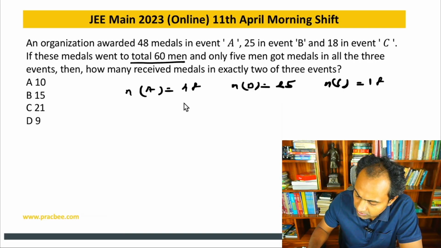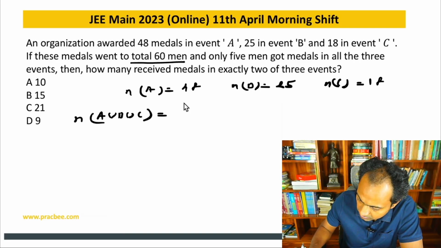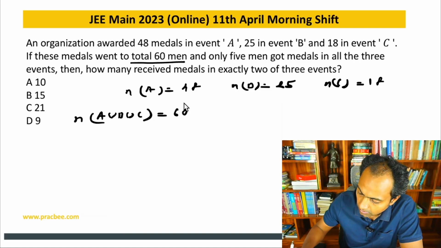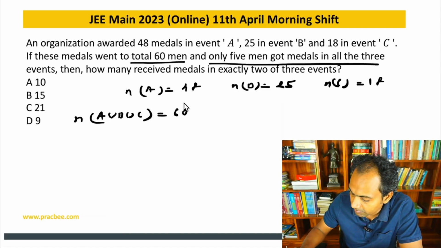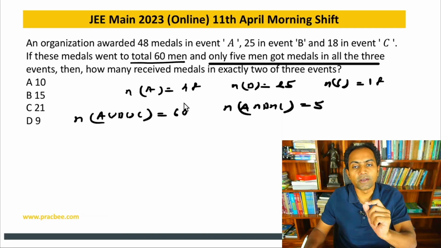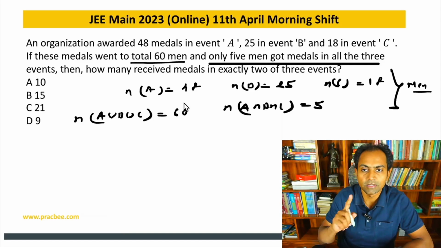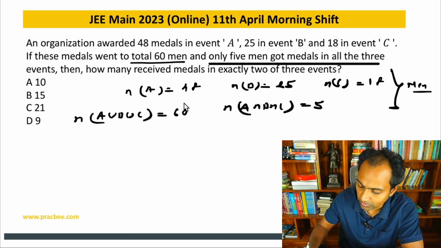Now what we are saying is, in the next part, question says that if this medal went to a total of 60 men, so we can also write that n of A union B union C, I am looking only at the men, this will become nothing but 60. What they are saying is only 5 men got medal in all the 3 events. So number of elements in A intersection B intersection C, this is also given as nothing but 5. We are looking into the whole data in terms of men and not medals. This is the distinction that you need to make. This is the first part.